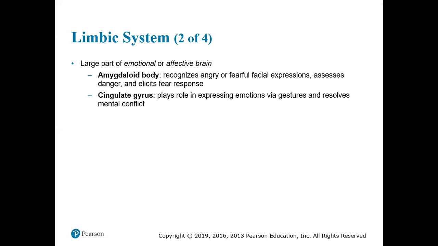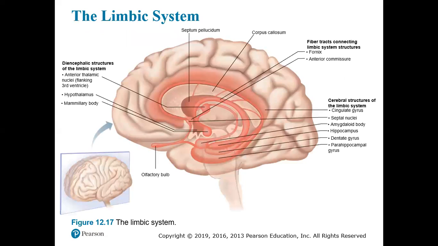The cingulate gyrus, this portion of the limbic system, plays a role in expressing emotions via gestures and resolves mental conflicts within us. So if we're looking at a picture of this, this will be extremely helpful. Although a lot of these anatomical places within the brain don't have rigid boundaries of functionality, and so many of them connect with other parts in order for them all to work together in a very complex manner.